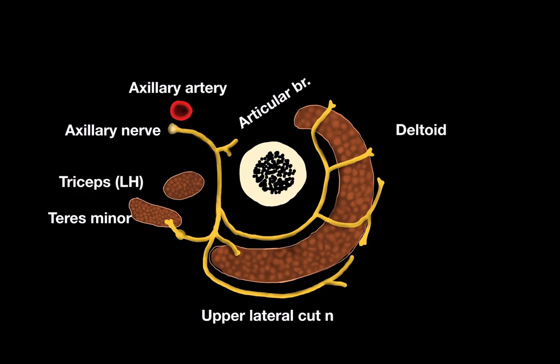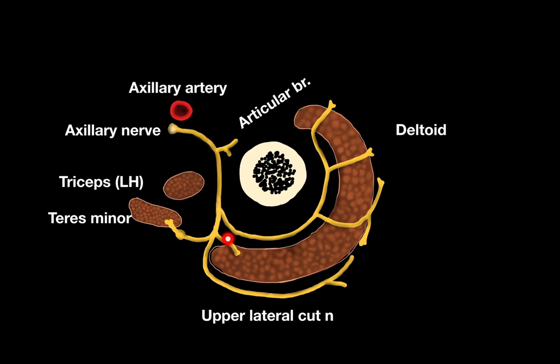Now let us see the clinical importance or applied anatomy of the axillary nerve. The axillary nerve can be injured in different ways. First, it can be injured in dislocation of the shoulder joint. It can be injured during inadvertent intramuscular injections. Then it can be injured in hypertrophy of the muscles forming the quadrangular space. And also it can be injured when the surgical neck of the humerus is fractured.